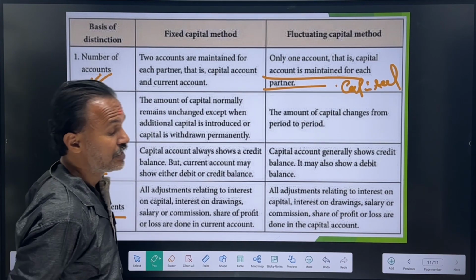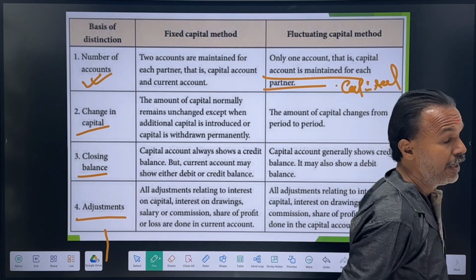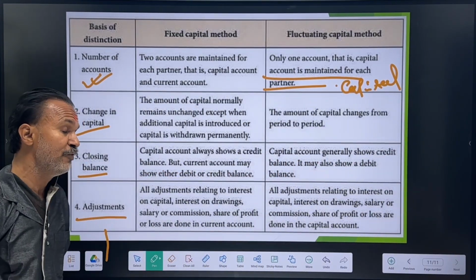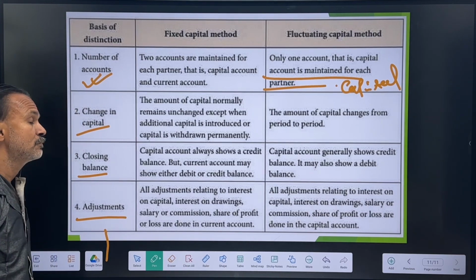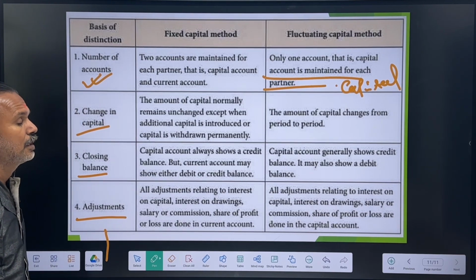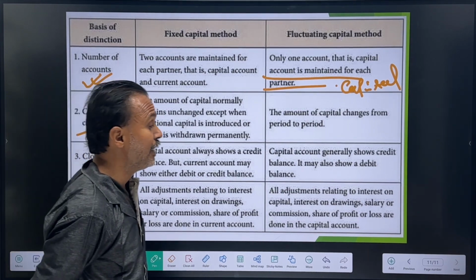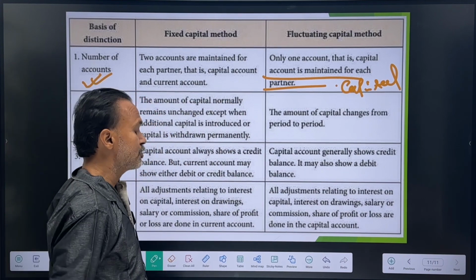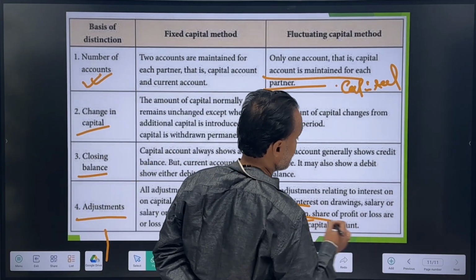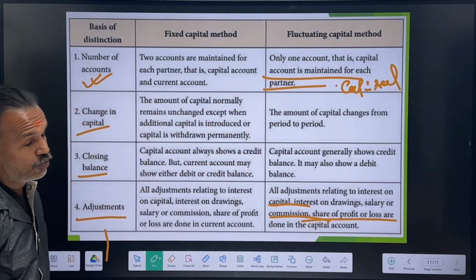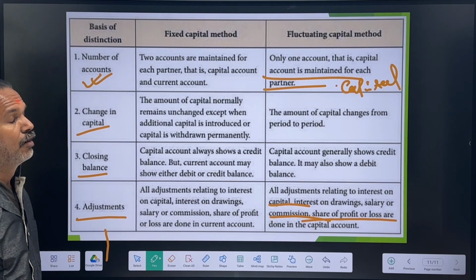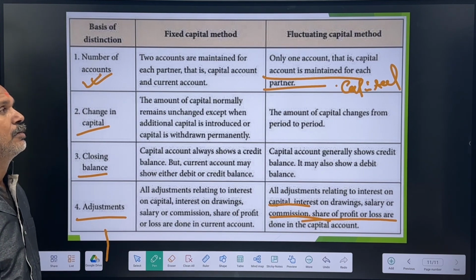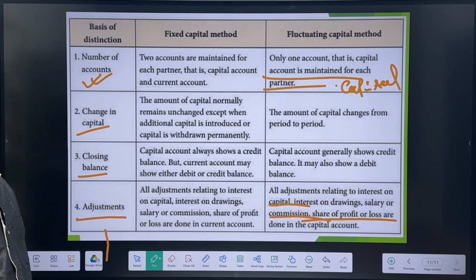Adjustment. In the case of fixed capital account, all adjustments relating to interest on drawing, salary, commission, and PL appropriation, that is profit, are transferred to the partner's current account. But in the case of fluctuating capital account, all adjustments relating to interest on drawing, interest on capital, commission, and share of profit and loss are shown in the capital account itself. So these are the differences between fixed capital account and fluctuating capital account.